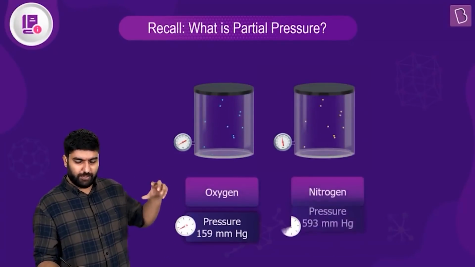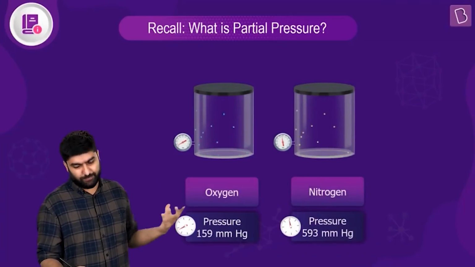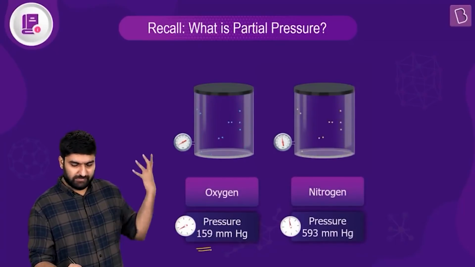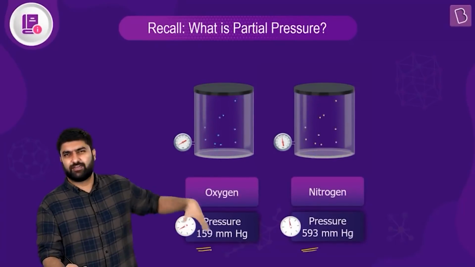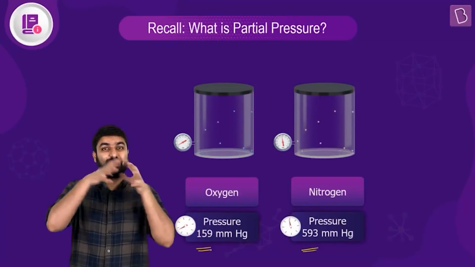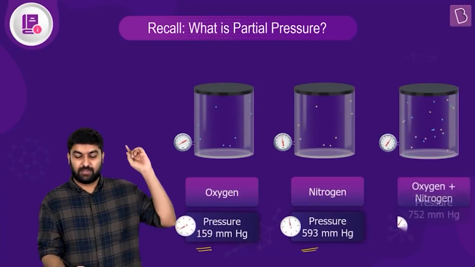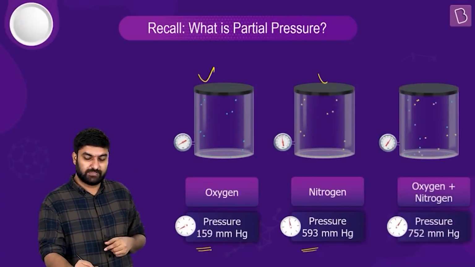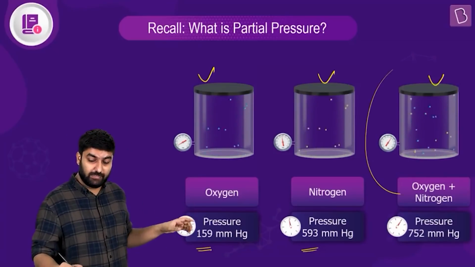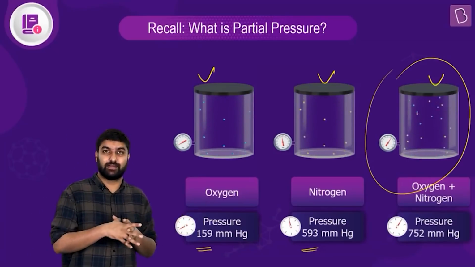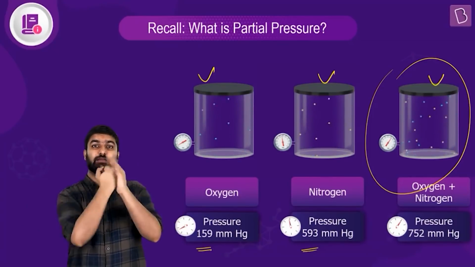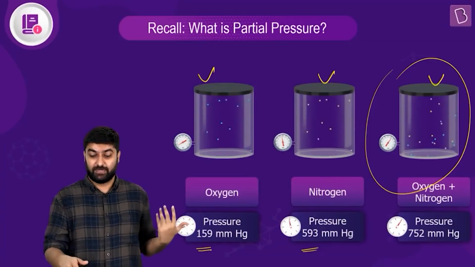So if you have oxygen and nitrogen separately, and let's say they are applying 159 millimeters of Hg and 593. Anyway, these are weird numbers, don't focus on that. But if I contain both of these gases in a container of volume V, both of these gases will be colliding with the walls of the container. They will also be applying their separate pressures.